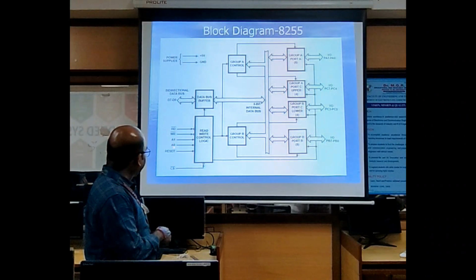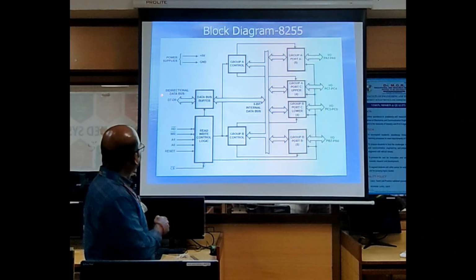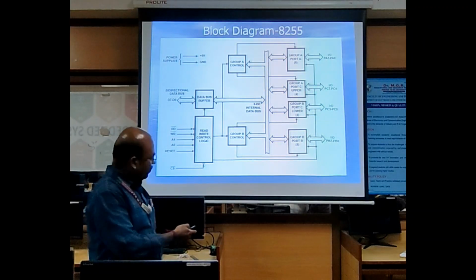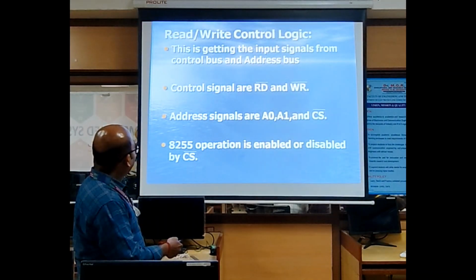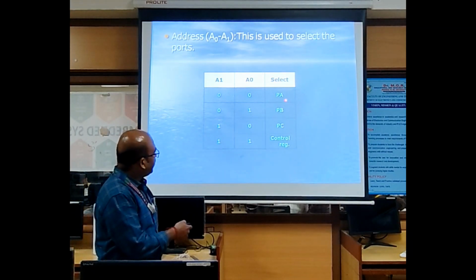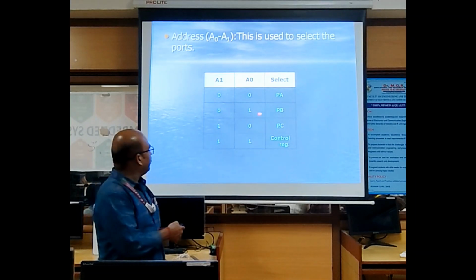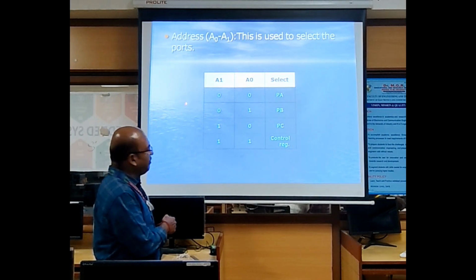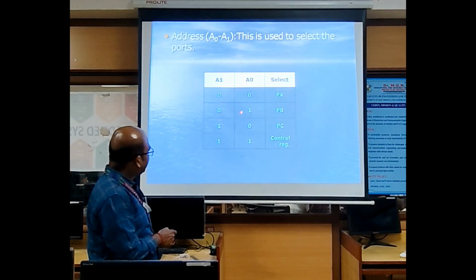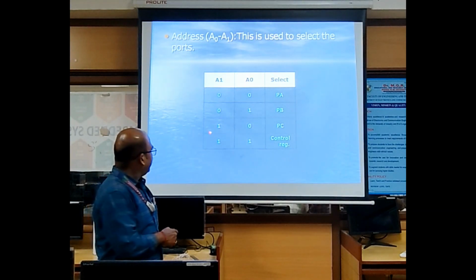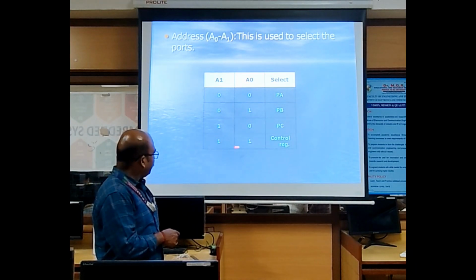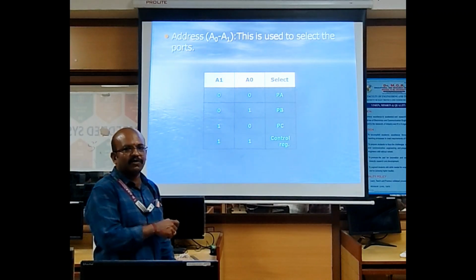A0, A1, these address signals are used to identify the information coming from the processor, whether data or control, right? Based on this A0, A1, we can separate the information into data or control word. Both 0 0 means the information is data, and the data goes to port A. If it is 0 1, the data goes to port B. If it is 1 0, the data goes to port C. 1 1 means the information is not data, it is a control word.